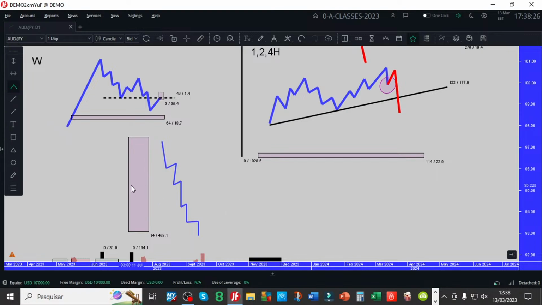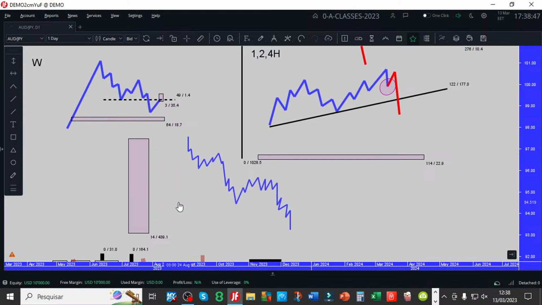If this is the weekly candle, on the 1 hour you are going to see lower lows, lower highs, lower lows, lower highs, higher highs, higher lows, higher highs, lower lows, lower highs, lower lows, lower highs, higher highs, higher lows, higher highs, consolidation, then finally lower lows, lower highs, lower lows. Okay?